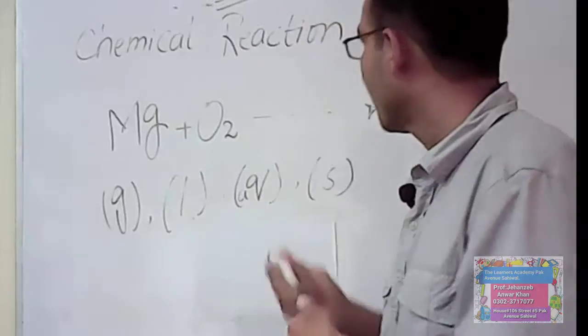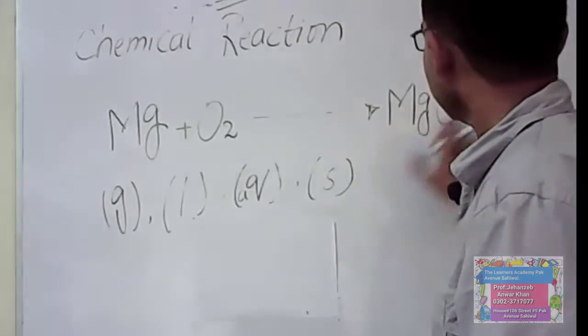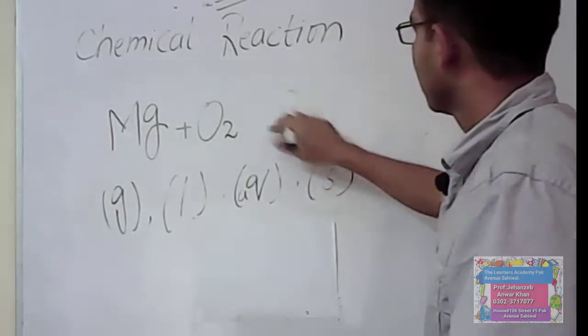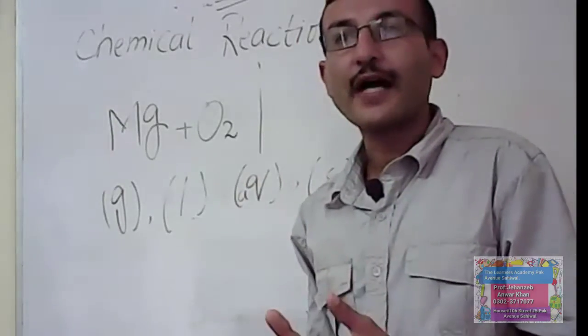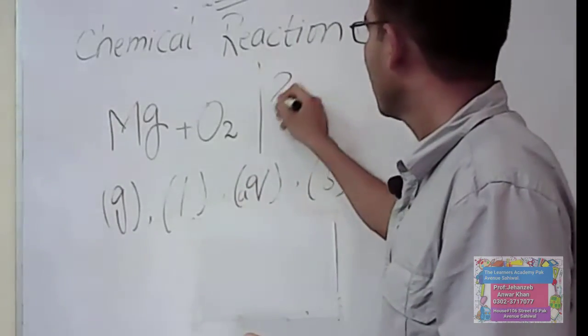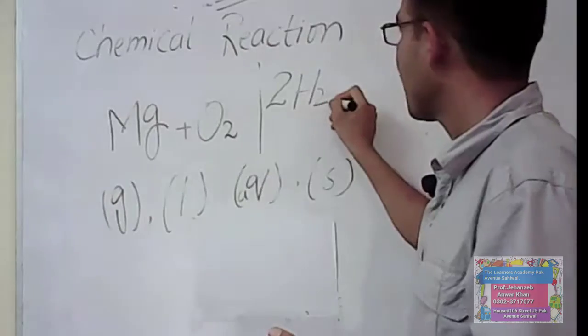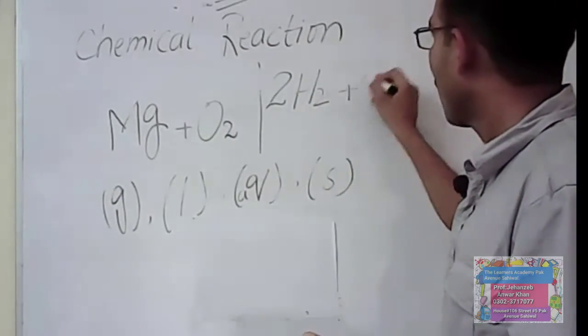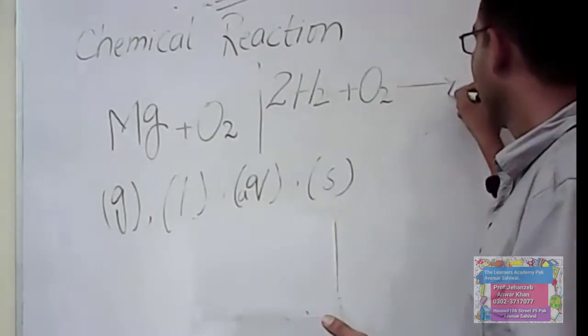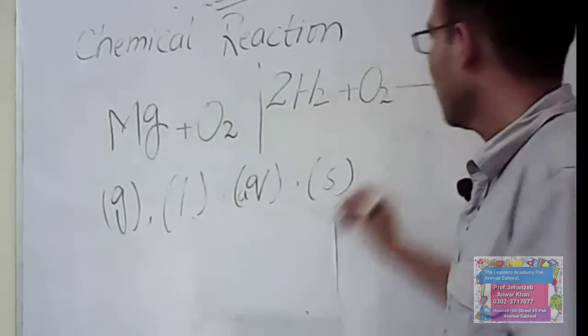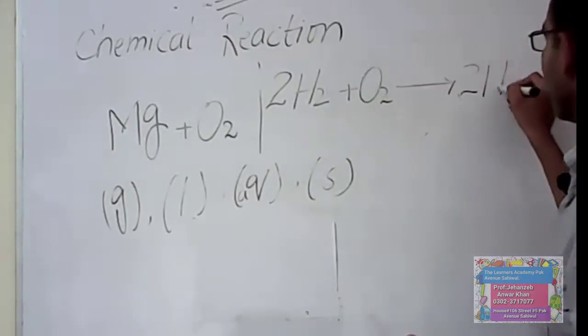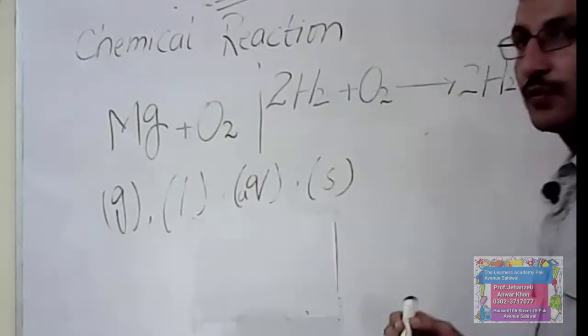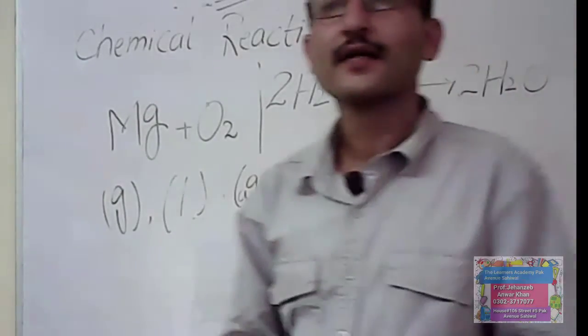For example, we write here H2 and we add oxygen to it, then it will be 2H2O. Thank you.